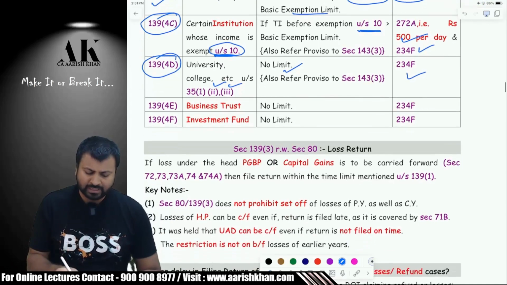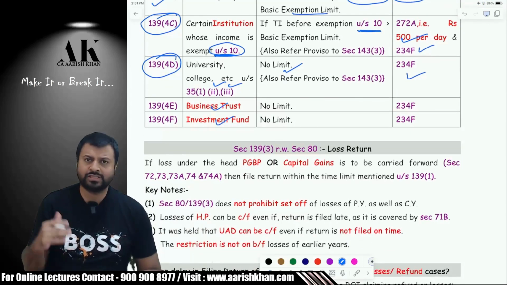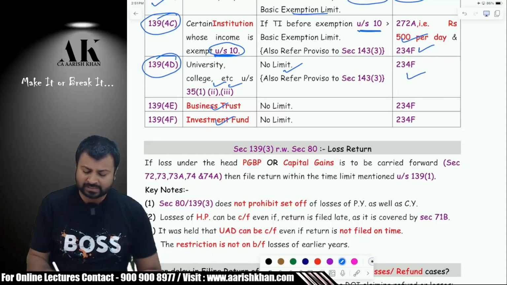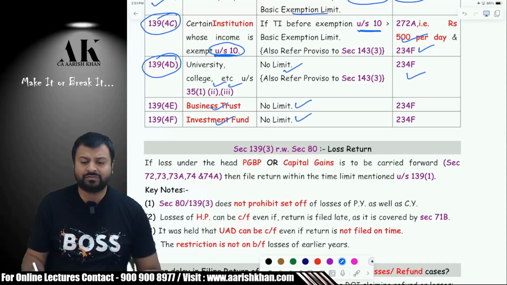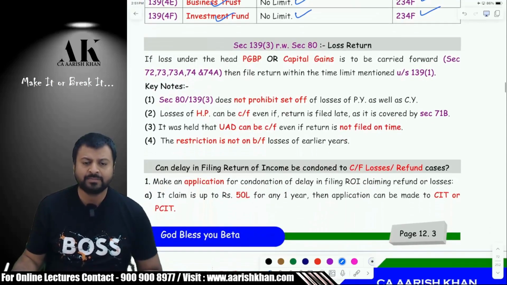Okay, no penalty. And for business trust and investment fund also, these are two important topics in your CA Final syllabus. For them also, it is always mandatory to file the return. There is no basic exemption limit for them also. And for them also, if they don't file the return, 234F fee will be imposed on them.